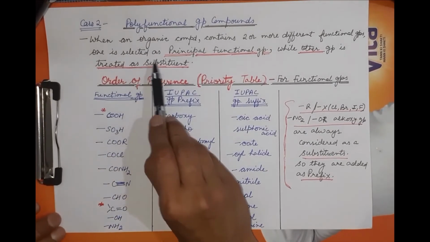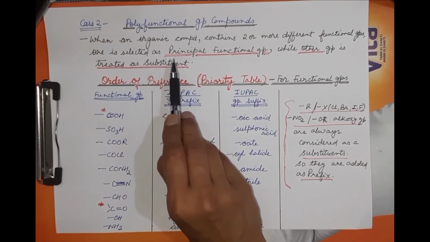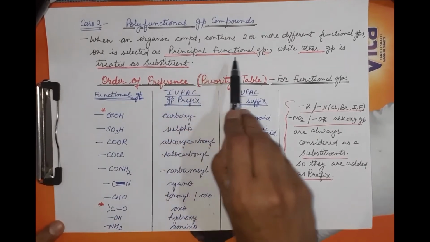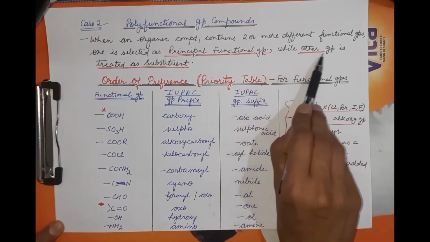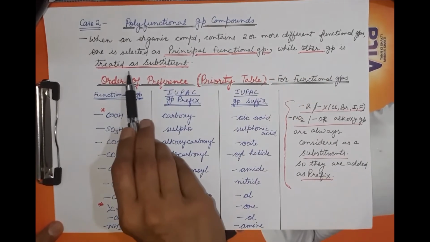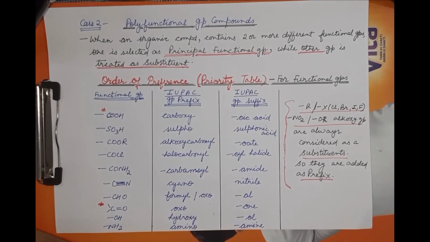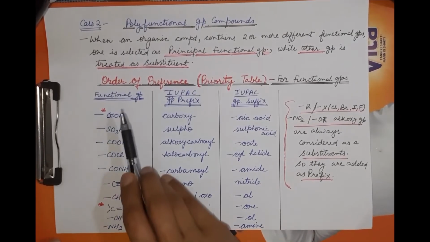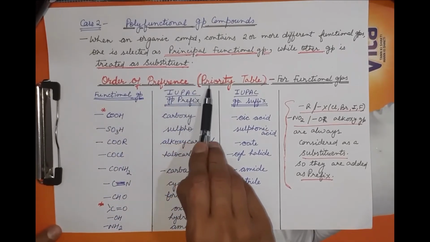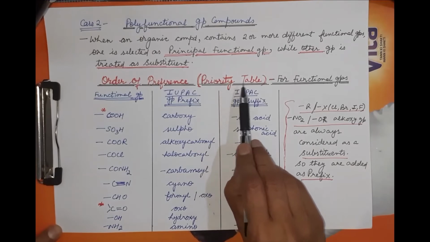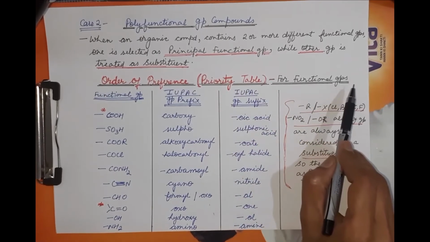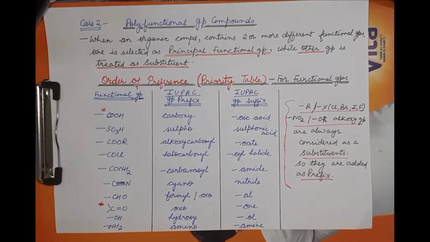So what is done? First, one functional group is selected as the principal functional group and the other functional group is treated as a substituent. So one functional group will become the principal functional group and the other will become the substituent. Then how to decide which will be the principal functional group? For this purpose, there is an order of preference, or you can say a priority table, for deciding the functional groups.